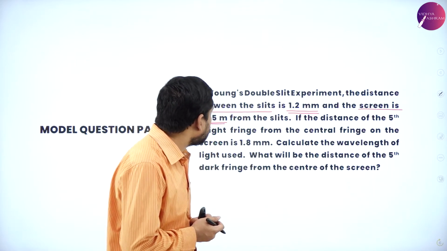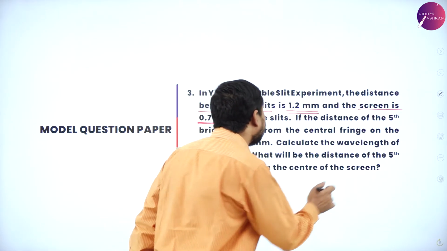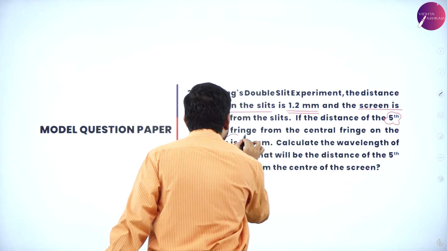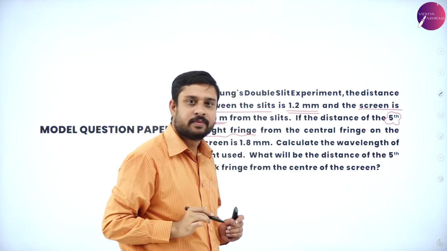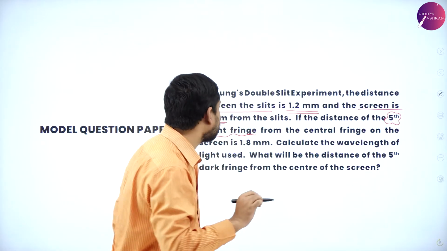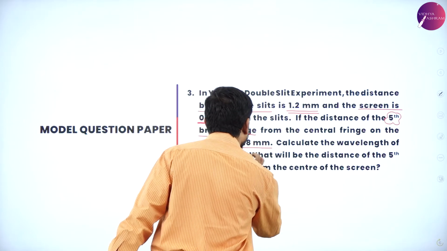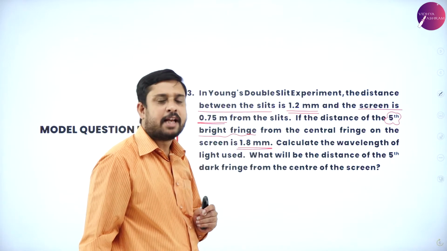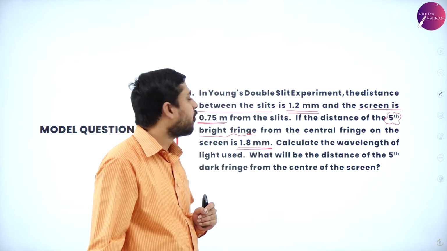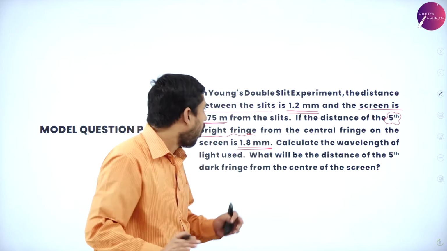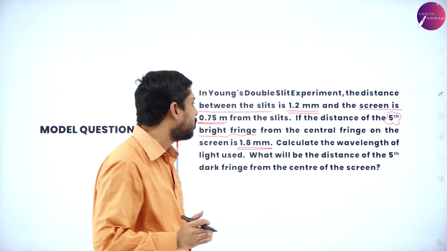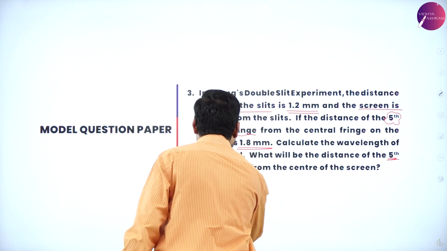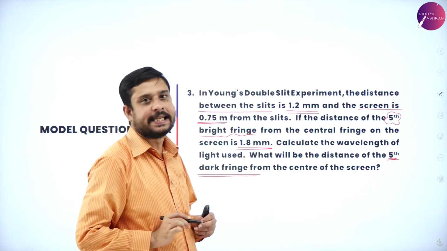If the distance of the fifth bright fringe, please note, fifth bright fringe from the central fringe is 1.8 millimeter, calculate the wavelength of light used. Also calculate the distance of the fifth dark fringe from the center.